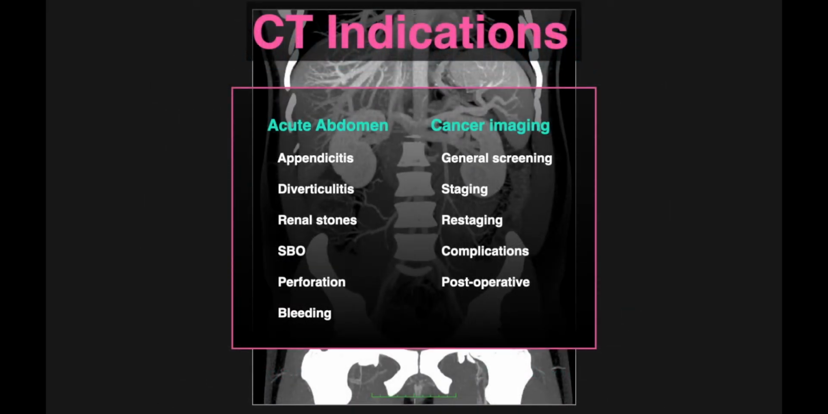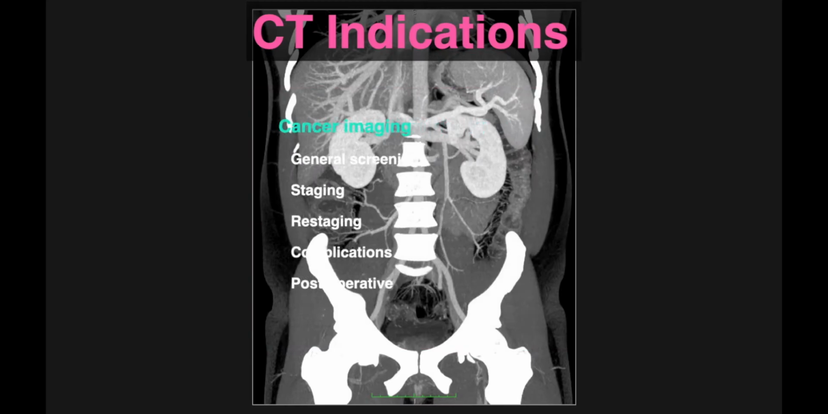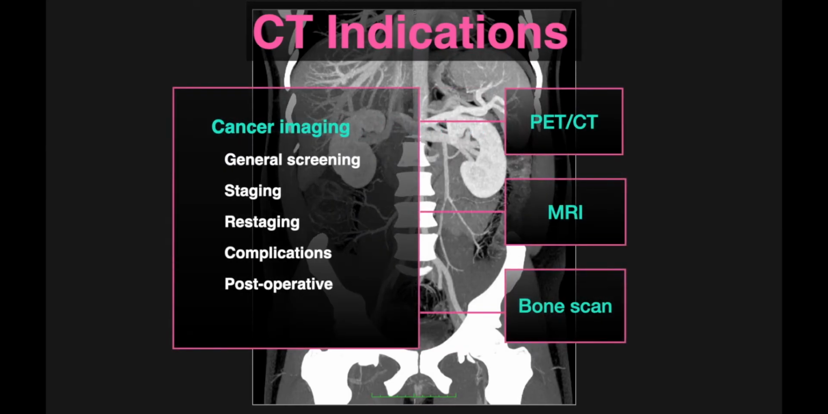Now that we've considered the complementary roles that X-ray, ultrasound, and MRI play together, we can review the common indications for CT of the abdomen and pelvis in both acute abdominal imaging and cancer imaging. For acute abdomen, this list covers many of the common reasons CT is ordered in the ED and is probably familiar to you. For cancer imaging, CT remains the workhorse for staging and follow-up, but is frequently accompanied by PET-CT to evaluate for tumor metabolic activity, MRI for local staging and surgical planning or problem solving, and bone scans which provide greater sensitivity for metastases than CT alone.